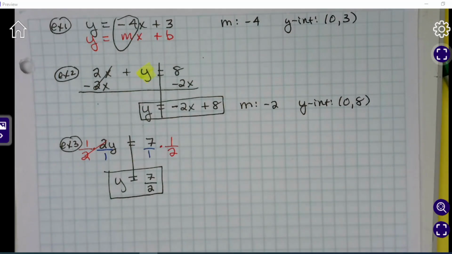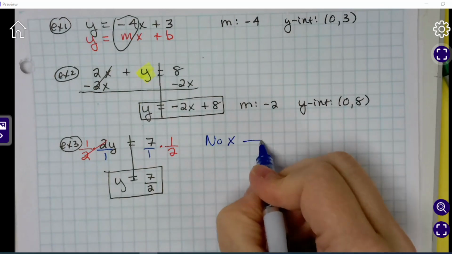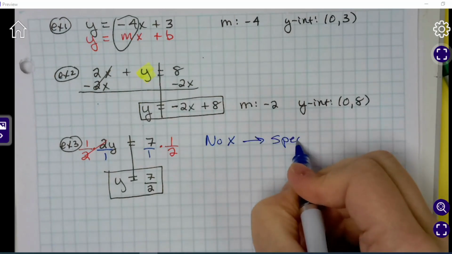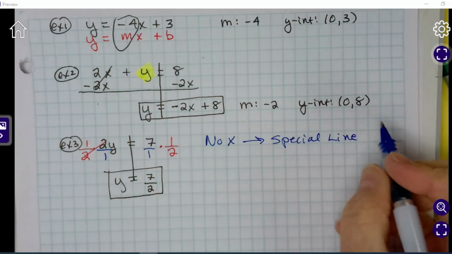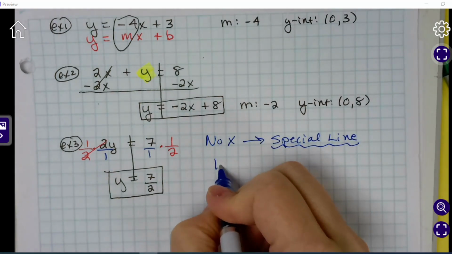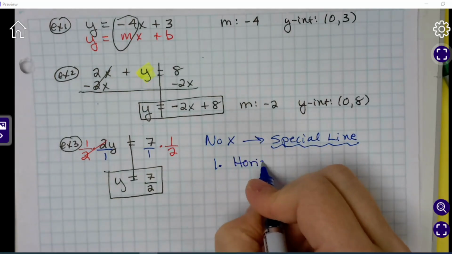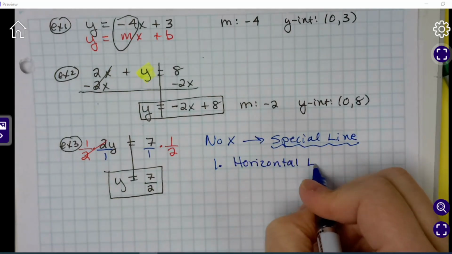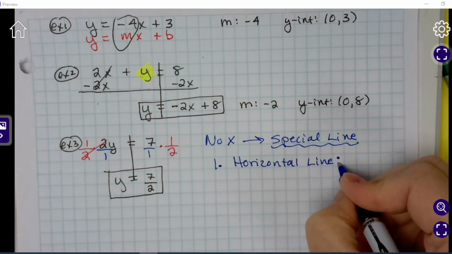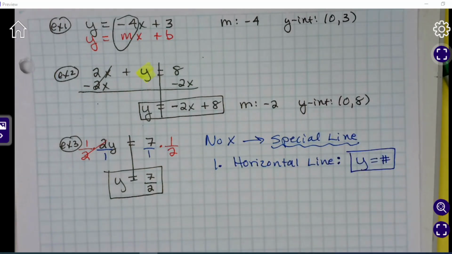Okay, the reason you know this is a special line is it has no x in it. So it is a special line. And this particular special line is the first of 2. This is a horizontal line. Horizontal lines have the equation y equals a number, and it does not have an x value.